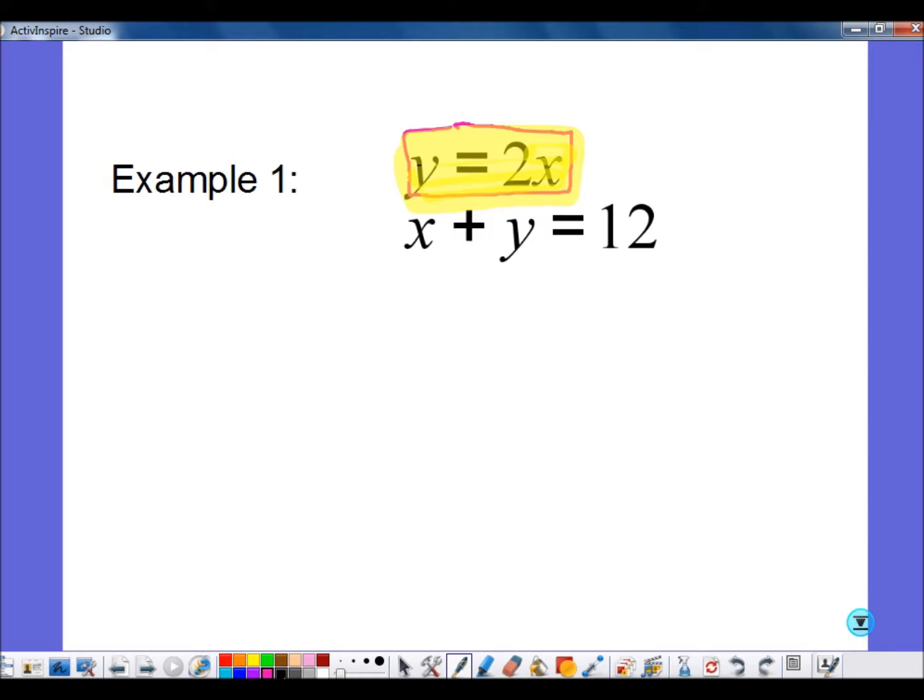So now I'm just going to rewrite my second equation, the one that's not boxed. I have x plus, now instead of the letter y, I'm going to look at what I have highlighted. I have y equals 2x. So instead of putting the letter y down, I'm going to plug this in like a cord in a socket. So now I'm going to replace the y with 2x.